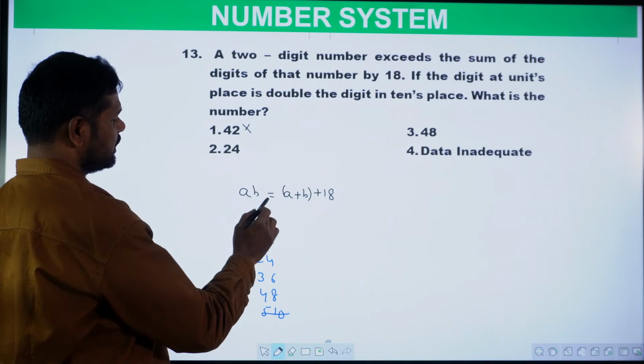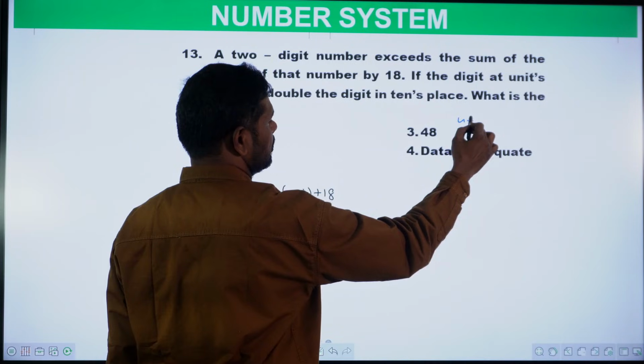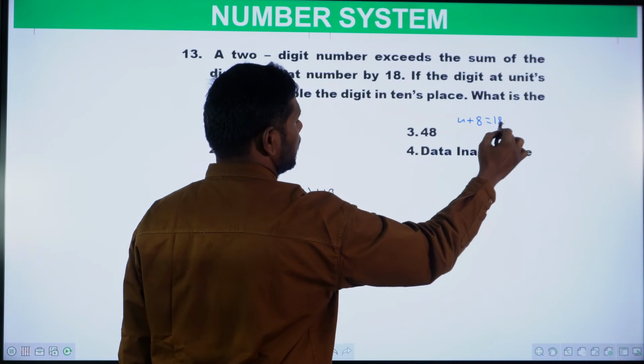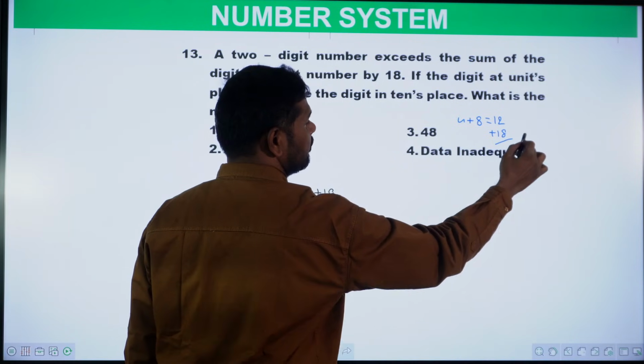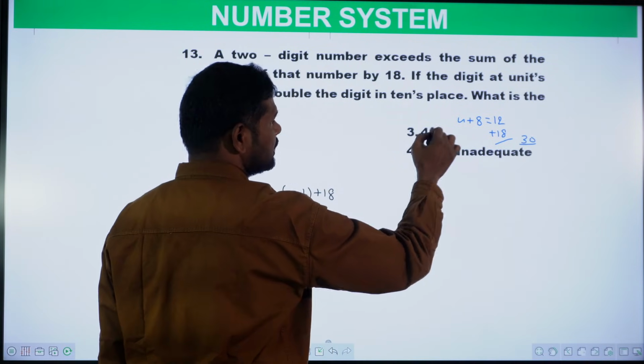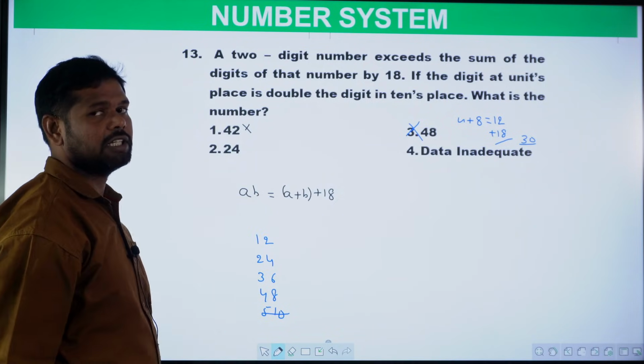But one more condition is there now. Suppose you take 48. The sum of digits is 4 plus 8, 12. If that sum of digits is exceeded by 18, 12 plus 18 is 30. That would be the number, but here we get 30, while the number is 48. That's why that is not correct.